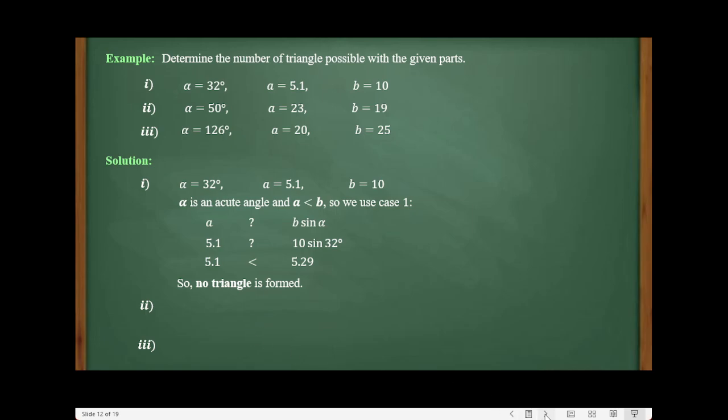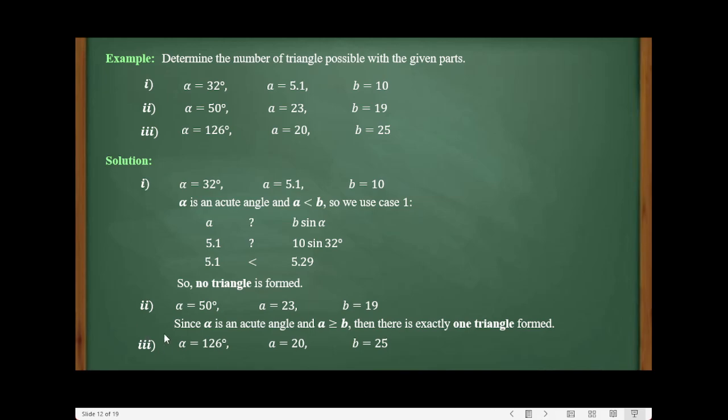Now, number 2. What about the three given parts? Alpha is 50 degrees, side small letter A is 23, and B is 19. Now, since alpha is an acute angle and A is as long as B, or longer, A is longer than B, then there is exactly one triangle formed. Okay? So indeed, A is longer than this one. So it means there is only one triangle that is formed or exists.